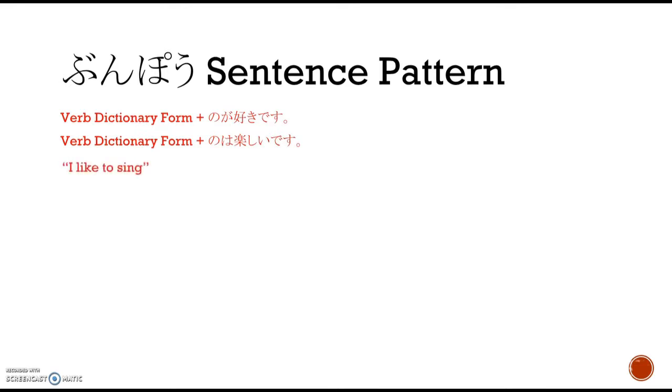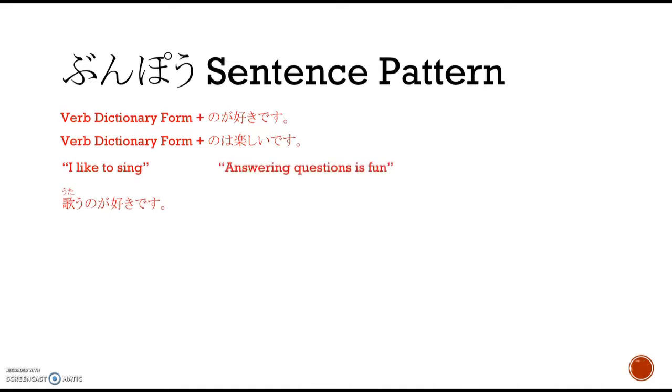Okay, I like to sing. First, find your dictionary form verb, sing, which is utau, and then add no and ga, and finally, suki desu. Utau no ga suki desu. It's pretty straightforward. Let's do one more.